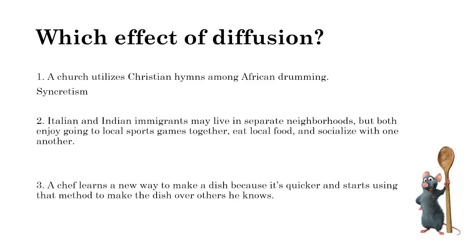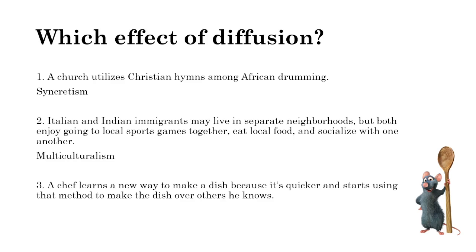Number two, Italian and Indian immigrants may live in separate neighborhoods, but both enjoy going to local sports games together, eat local food, and socialize with one another. When we see this presence and this coexistence of different groups within society, we're going to think of multiculturalism.